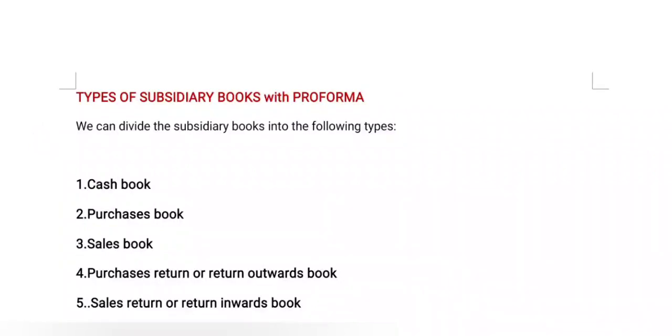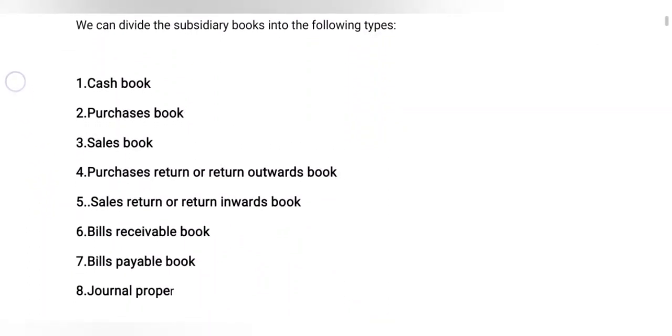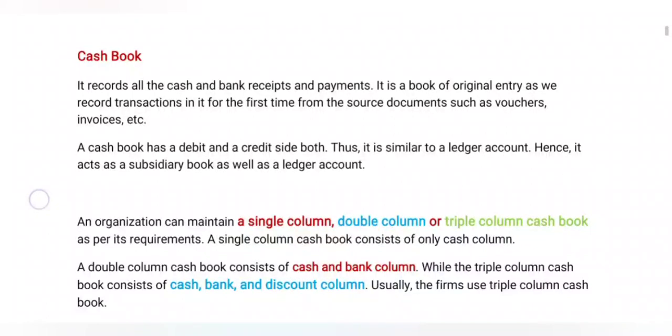Now we are coming to the types of subsidiary books. They are the cash book, purchase book, sales book, purchase returns book, sales returns book, bills receivable book, bills payable book, and journal. Now we are coming to the cash book. It records all the cash and bank receipts and payments.